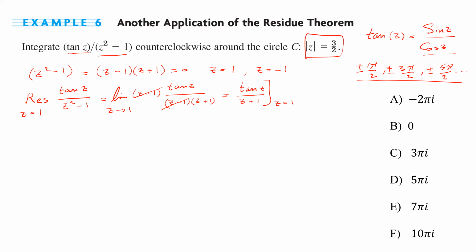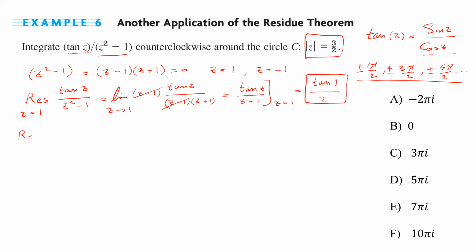So how do you count? What is the result here? I need to put z equal to 1. What is tan of 1? That's 1 radian. It has some value, right? So tan 1 divided by 2. So this is the residue at 1.